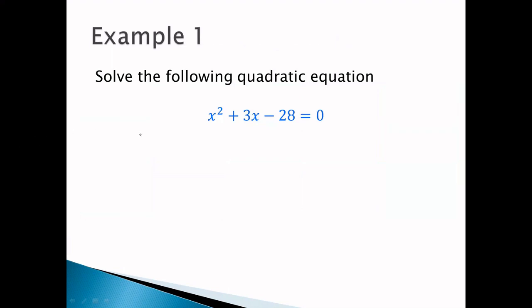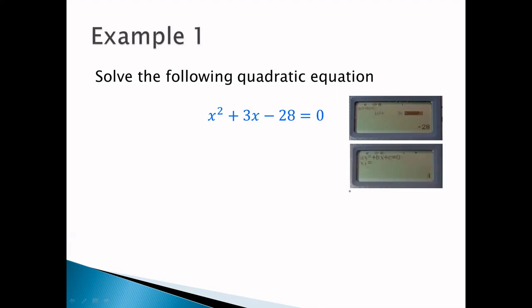Now, example 1 is: solve the following quadratic equation, x squared plus 3x minus 28 equals 0. So you can see here that for A, I will key in 1. For B, I will key in 3. And for C, I'll key in minus 28, or negative 28. Now, when I key in and press equal, it will give me 2 answers: x equals 4 or x equals minus 7.